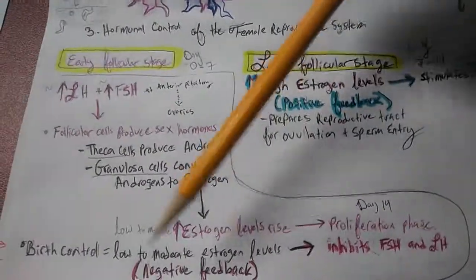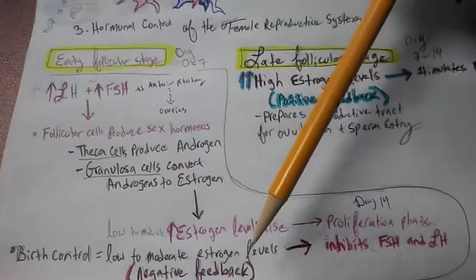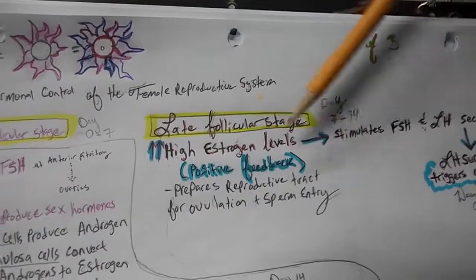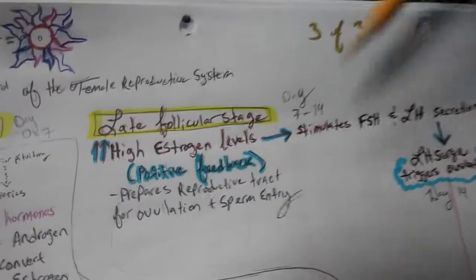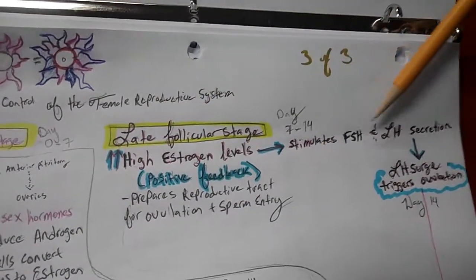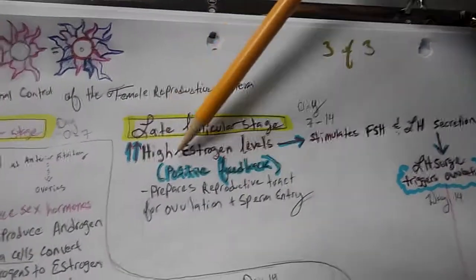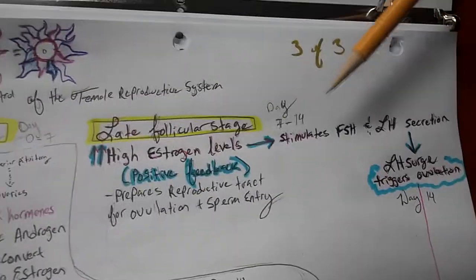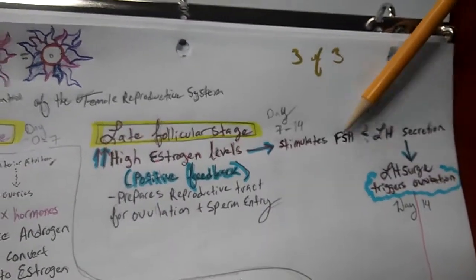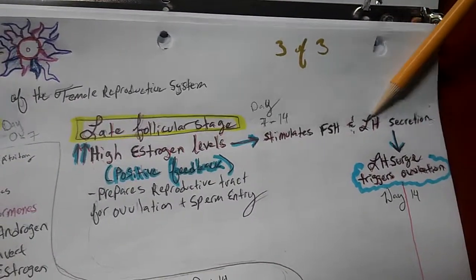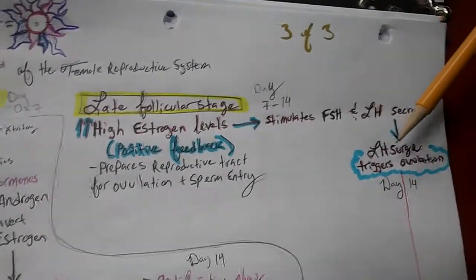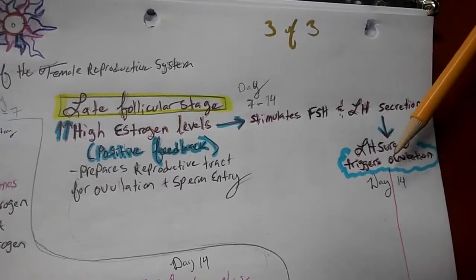But if we move from low to moderate estrogen levels to really high estrogen levels, like in the late follicular stage, then it actually stimulates the FSH and LH. So it stimulates these messengers if a person has really high estrogen levels. The FSH will tell the body to make an egg. The LH will tell the body to make estrogen and get prepared to go through ovulation. So the LH surge will trigger the ovulation.